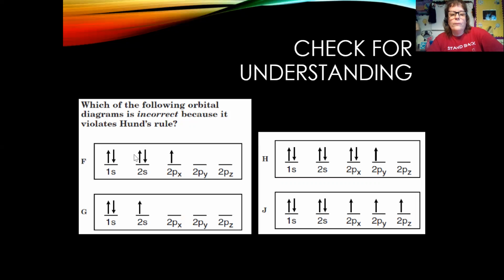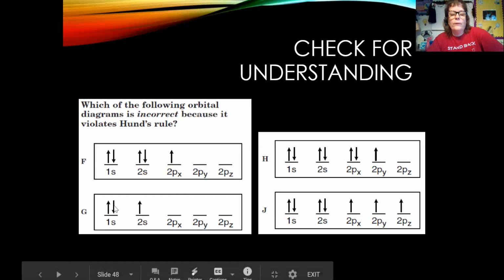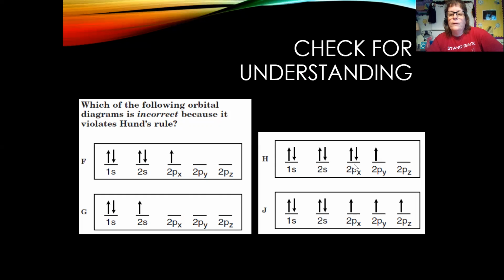Okay, we filled this orbital, we've got 1. That's cool. And we filled this orbital, and that's only got 1. That's okay. Let's go over here. We filled the 1s, we filled the 2s, and look at our p orbitals here. We still have a blank spot, and we've doubled up. So we really should not have doubled up here until this one was filled in. So your answer for this is letter H.